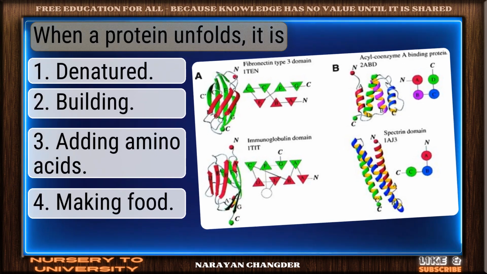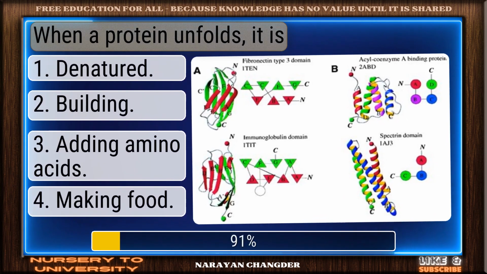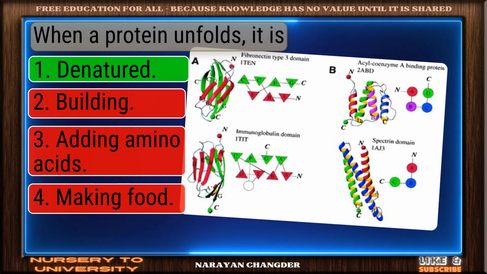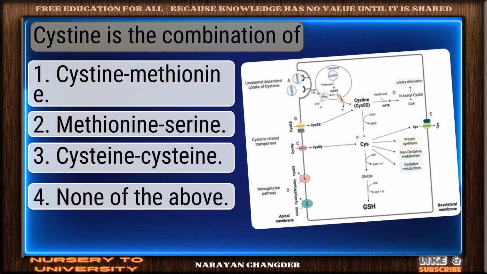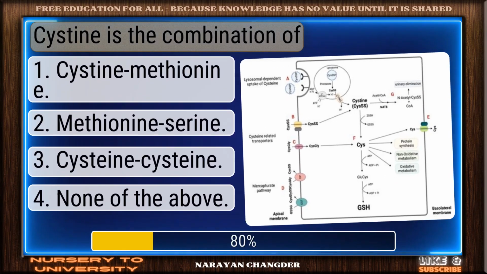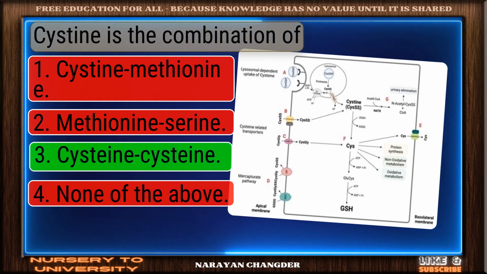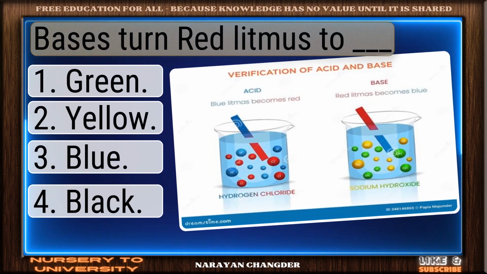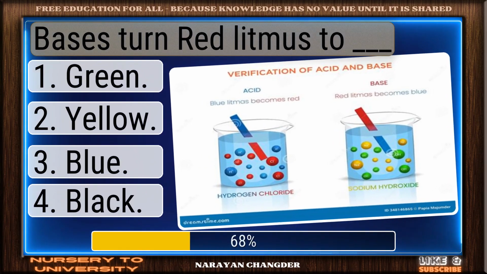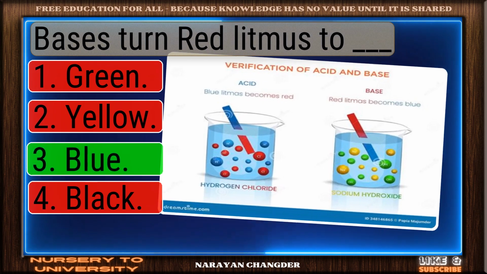Question number 154. When a protein unfolds, it is. You chose denatured, and it is correct. Question number 155. Cystine is the combination of. You got it. Your choice cysteine is right. Question number 156. Bases turn red litmus to dash. Bravo. Blue is the answer.